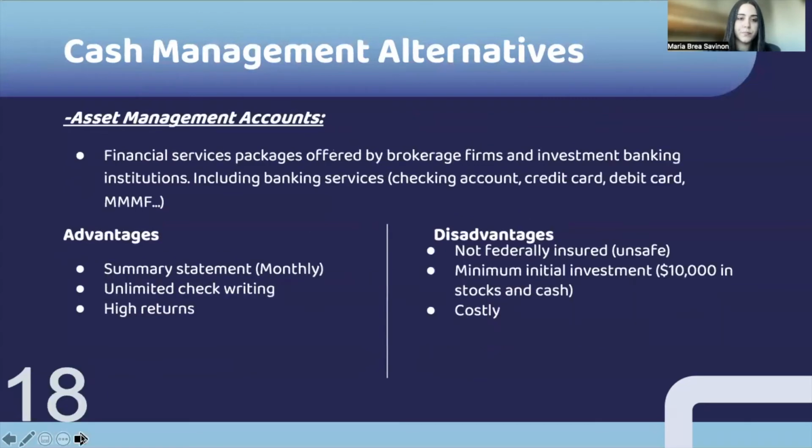Then we have asset management accounts. These are financial services packages offered by brokerage firms and investment banks, such as checking accounts, credit cards, debit cards, or money market mutual funds. Some advantages are that you receive a monthly summary statement, you have unlimited check writing privileges, and you have higher returns. The disadvantages of the asset management account are that it's not federally insured, so it's unsafe or unsecured, and you have a minimal initial investment of $10,000 in stock and cash, so it is costly.